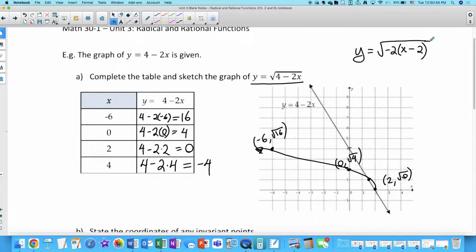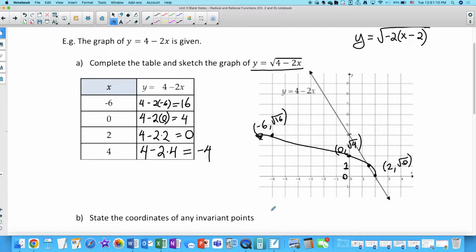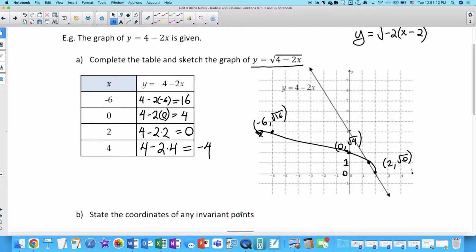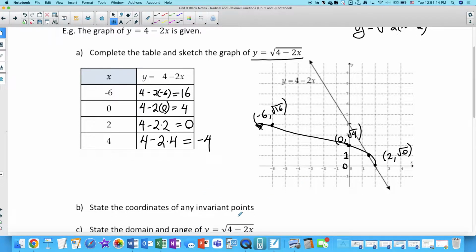Yes? Wait, why does it go through that line? Like, why did you add that extra point? So why did I add that extra point? I added this point because I always make a point of plotting the invariant points. And the invariant points will be whenever the original was equal to 1, which is here, or when the original is equal to 0, which is here. Because the square root of 1 is 1, the square root of 0 is 0. Yeah. Okay?